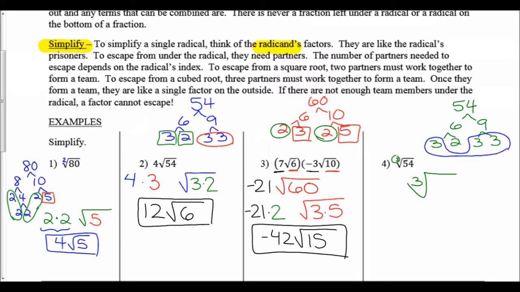I have 3 3's, so I can take a set of 3's out. I only have 1 2, so that 2 is left in. To simplify the cubed root of 54, my answer is 3 times the cubed root of 2.